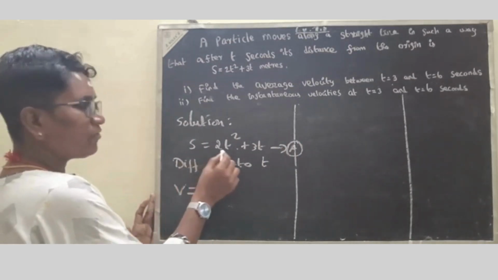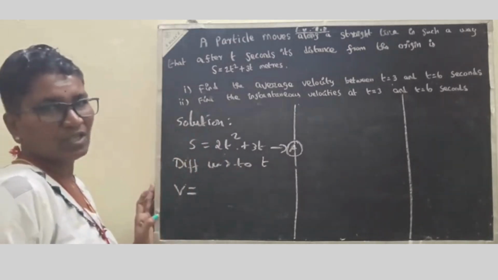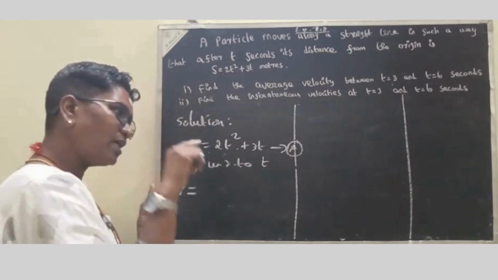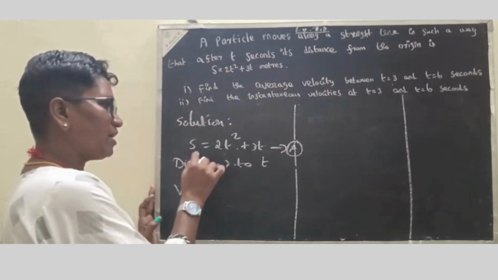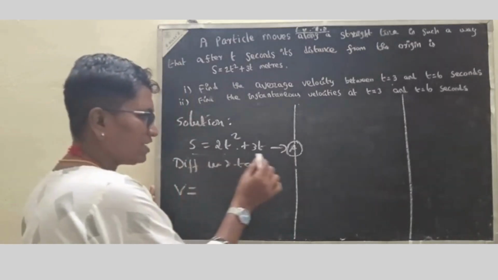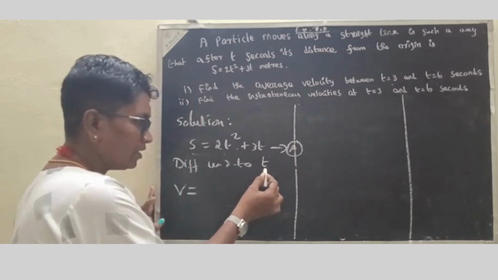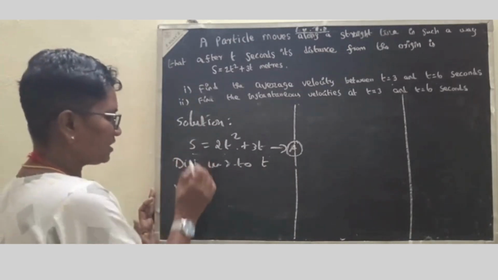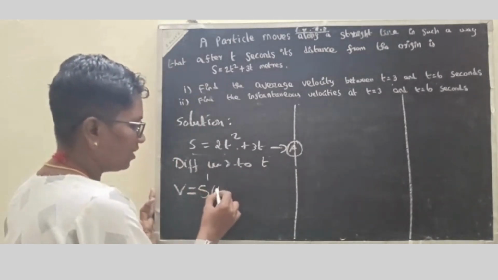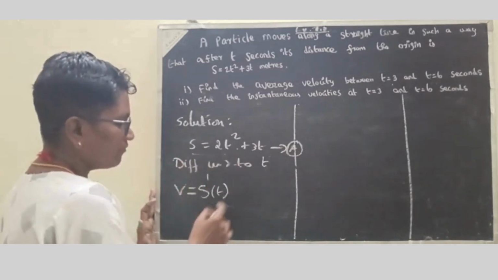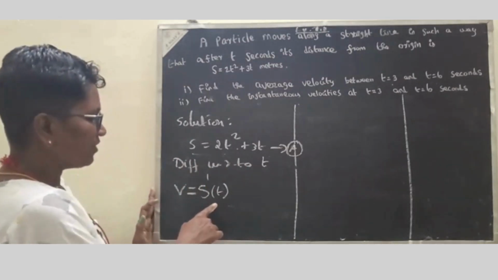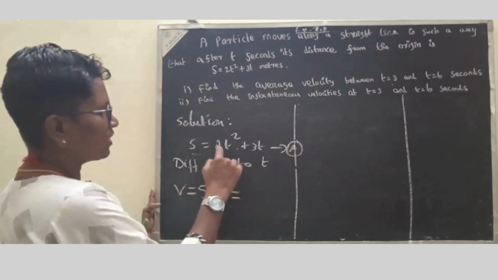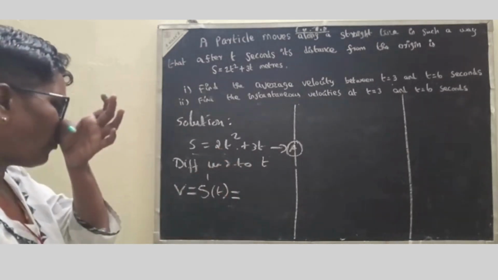The rate of change of displacement is known as velocity, as I already said. Therefore, we are going to differentiate this given displacement with respect to time t. So velocity v is nothing but s dash of t. We are going to differentiate s with respect to t. That's why we write s dash of t.